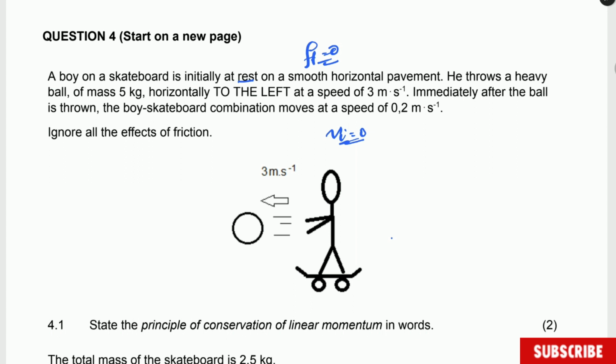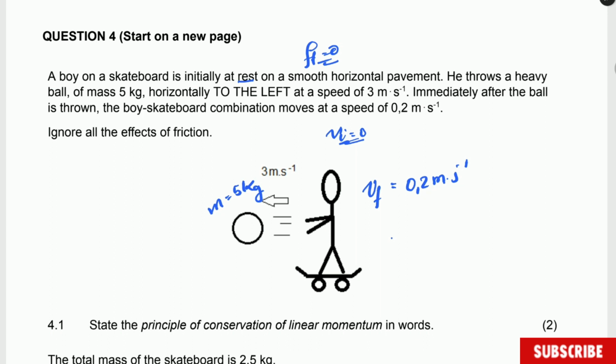He throws a heavy ball of mass 5 kg horizontally to the left. So the mass of this ball is equal to 5 kilograms. To the left, this is shown there in the picture, at the speed of 3 meters per second. Immediately after the ball is thrown, the boy-skateboard combination moves at a speed of 0.2 meters per second. So the final speed, they don't give you the direction, is 0.2 meters per second. Ignore the effect of friction.